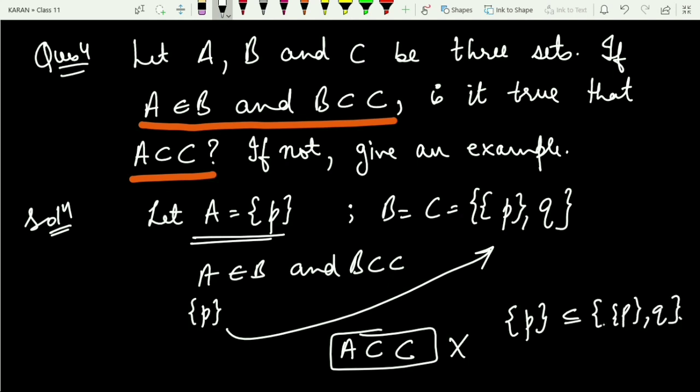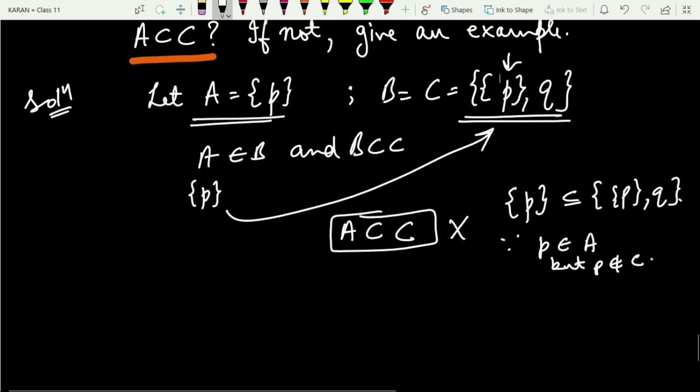This thing does not hold. Why? Because P belongs to A, but P does not belong to this C. This C set does not contain P. It is containing the set of singleton P, not the P element. So A is not contained in C.